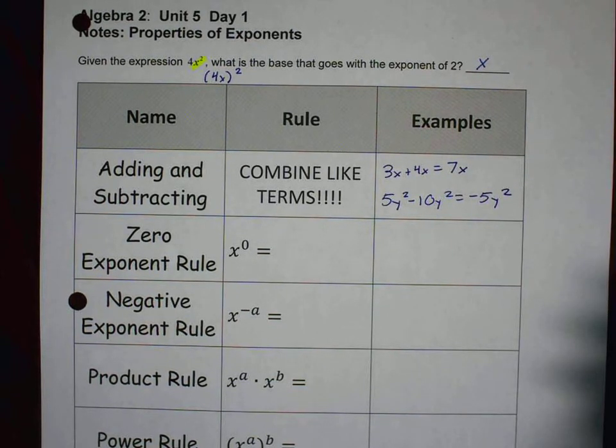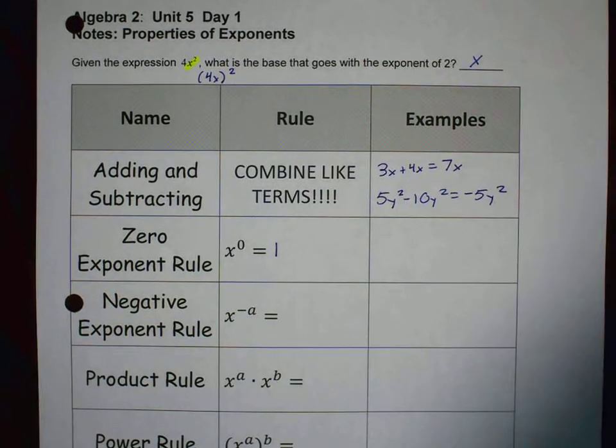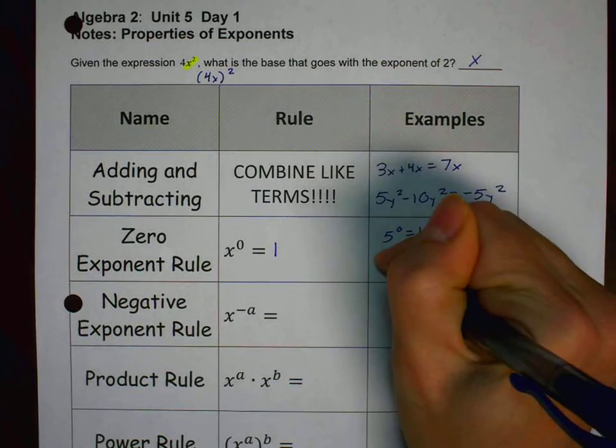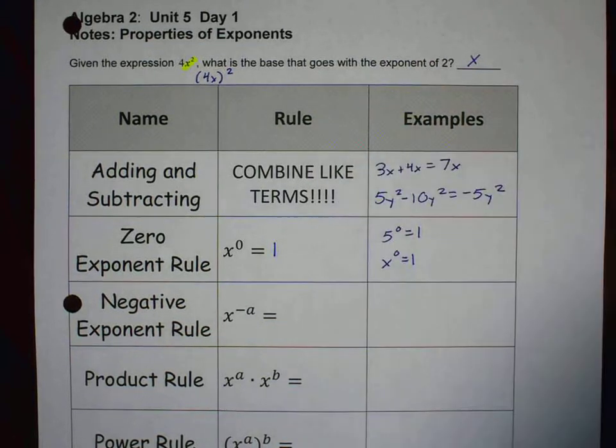The zero exponent rule says anything raised to the 0 power is 1. So x to the 0 is 1. 5 to the 0 is 1. x to the 0 is 1.